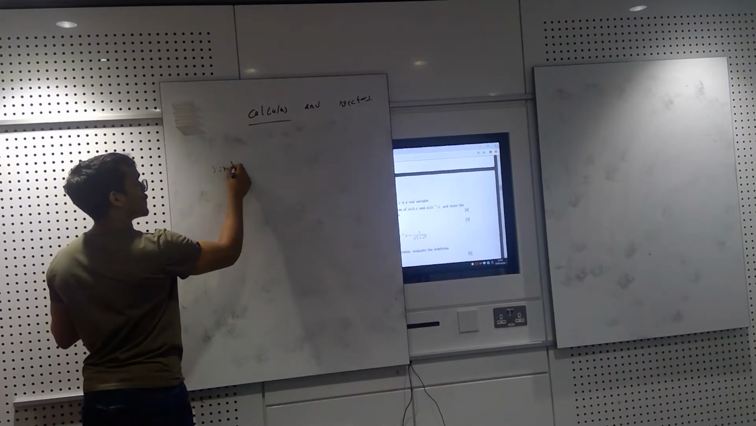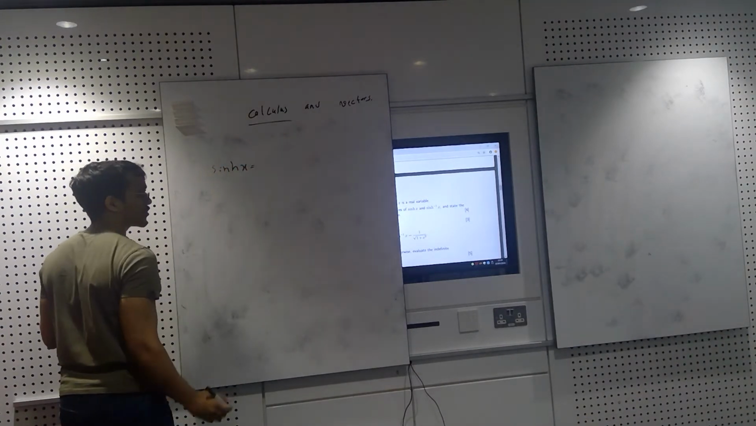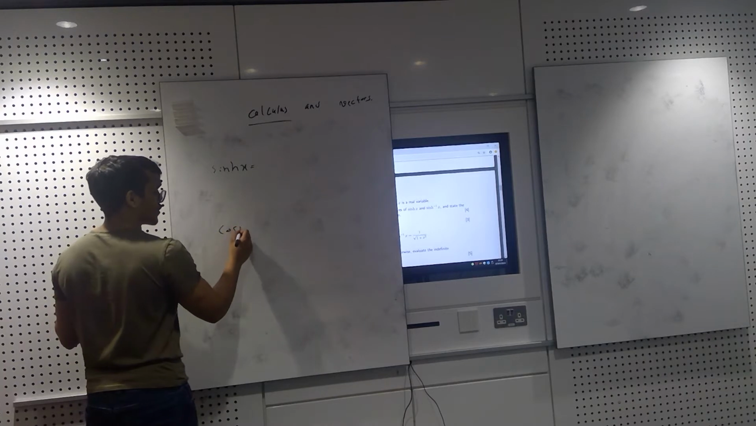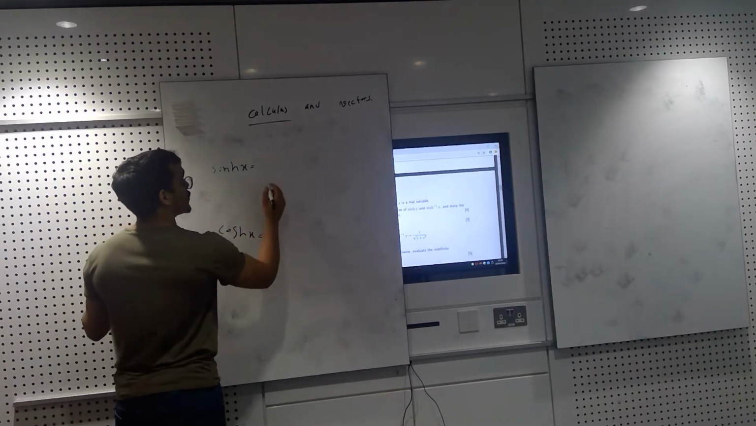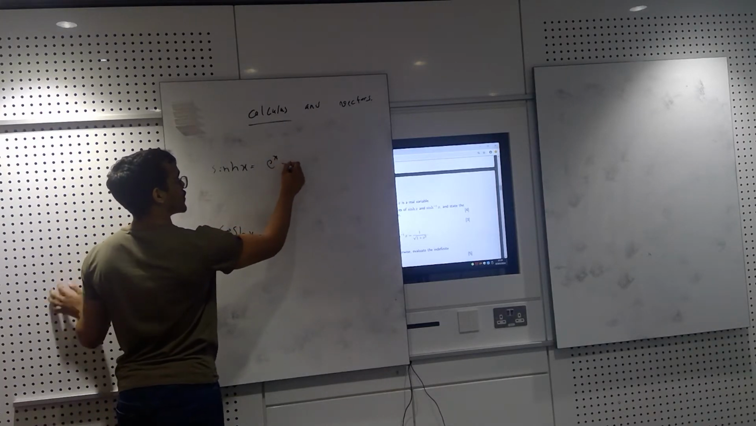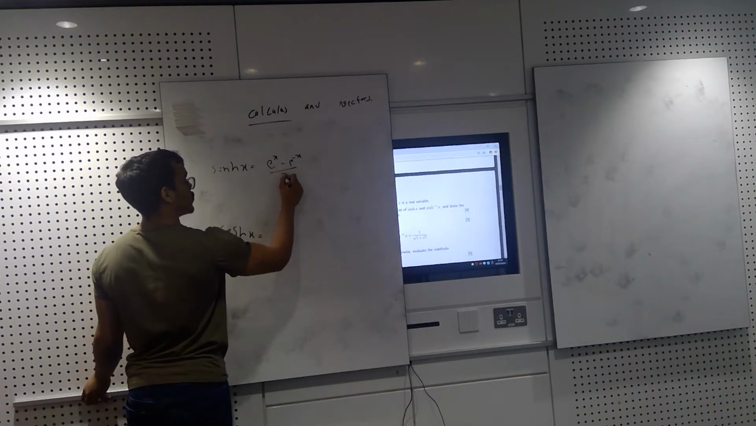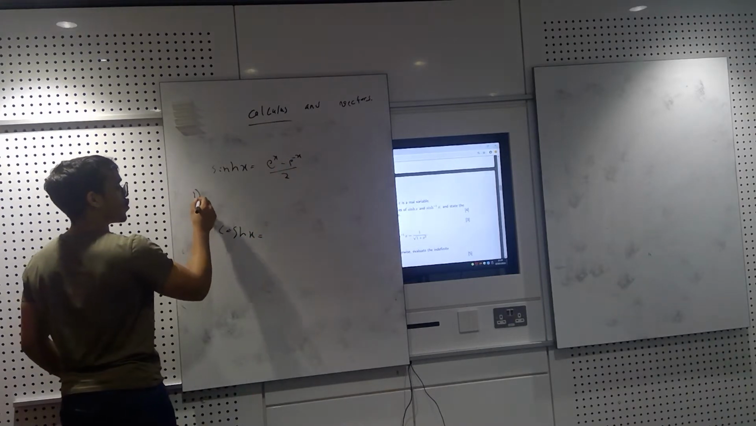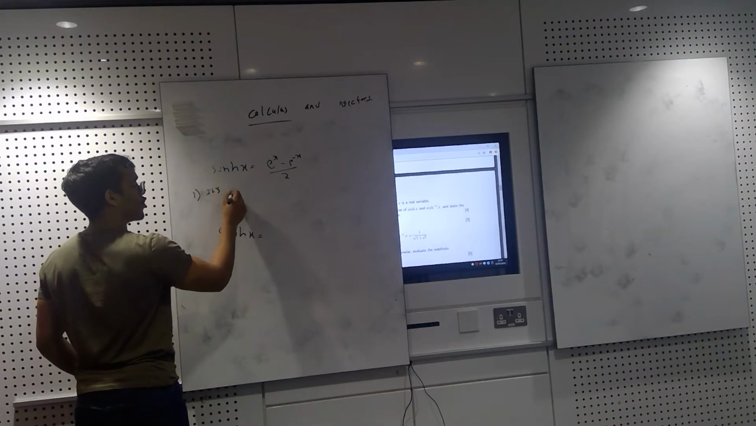The sinh of x, which is the hyperbolic sine, and we go into also this cosh of x. The sinh of x is e to the x minus e to the negative x, divided by 2. Its property is, one, it's odd.